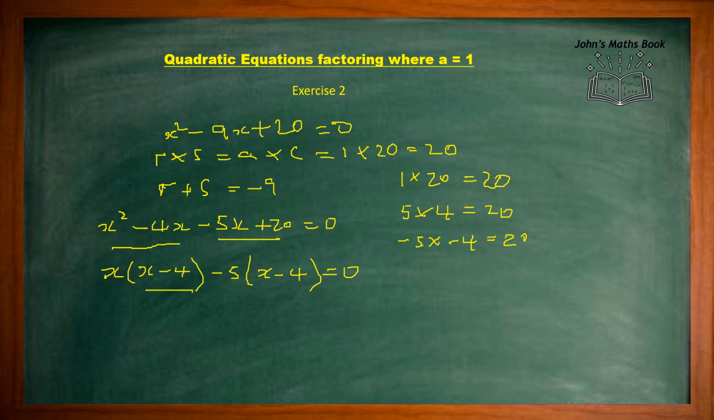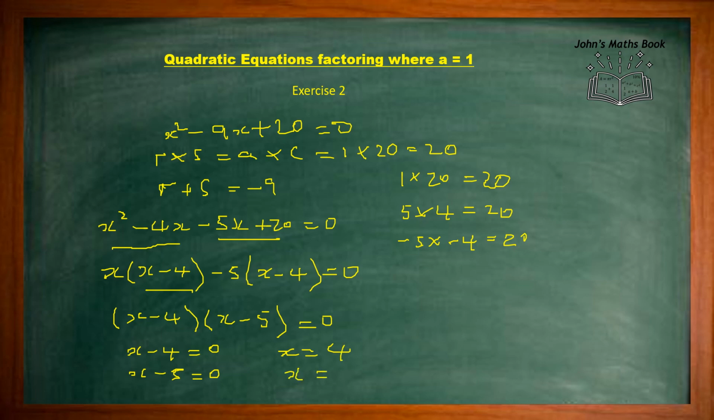So now we have a common term of x minus 4. So if we factorize, we get x minus 4 multiplied by x minus 5 equals 0. So two equations, x minus 4 equals 0 and x minus 5 equals 0. So the roots of our equation in this case are x equals 4 and x equals 5 when solving the two equations.